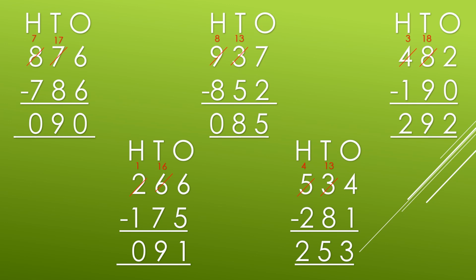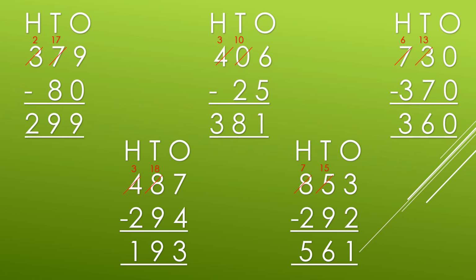Children, we cannot subtract 8 from 3, so we will borrow. 5 becomes 4 and 3 becomes 13. 13 minus 8 is equal to 5 and 4 minus 2 is equal to 2. So 564 minus 281 is equal to 253.